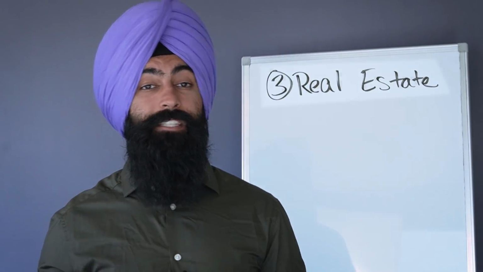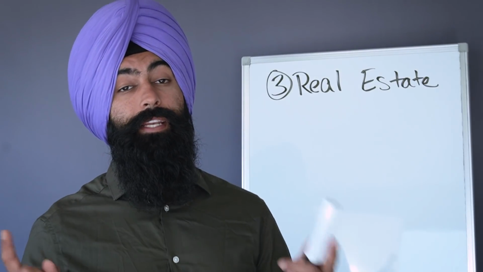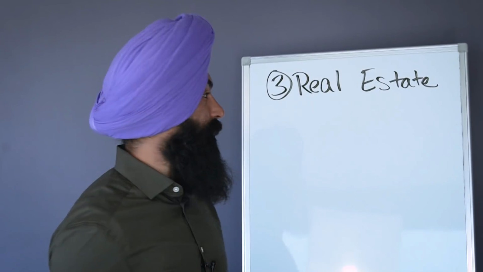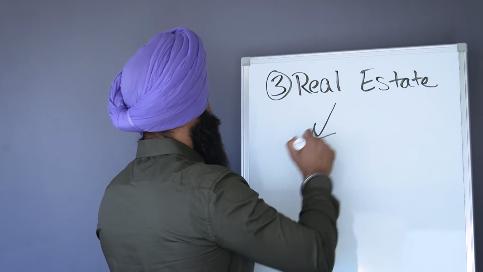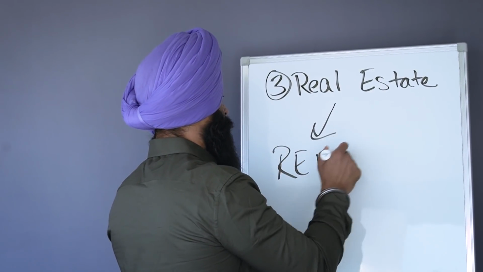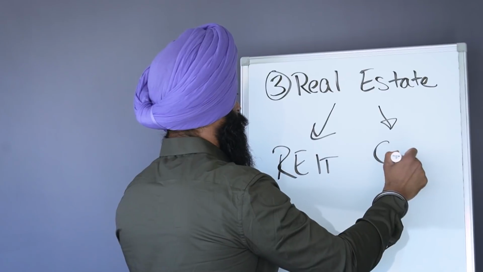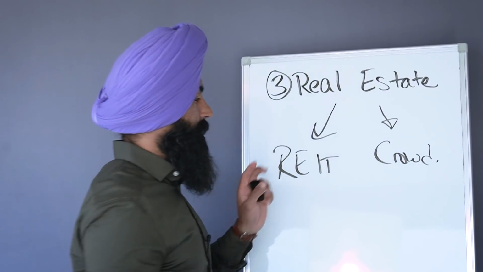The third way that you can consider investing $5,000 is by investing your money in real estate. Now, with $5,000, you're not going to be able to go and buy a whole property yourself, but you can get indirect exposure to real estate, and there are a couple of different ways to do that. One way is through REITs, R-E-I-T-s, and the other is crowdfunded real estate. So let me talk about both.